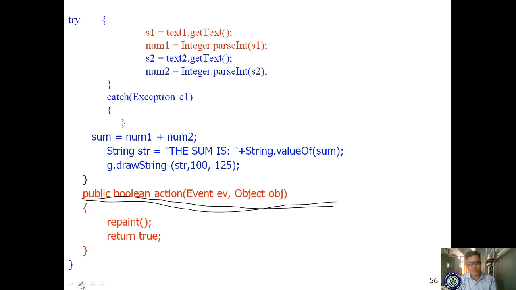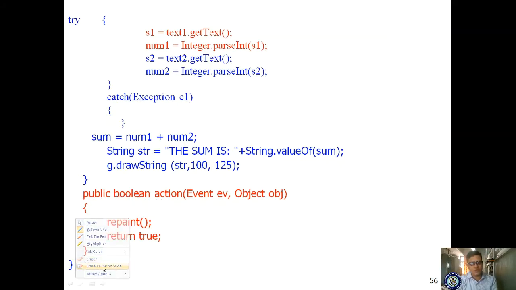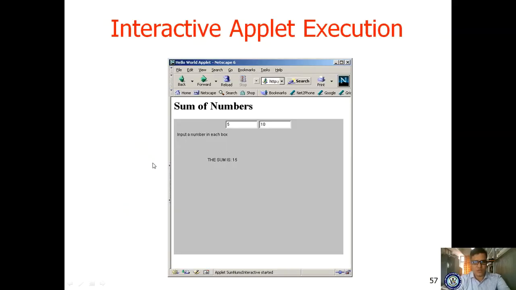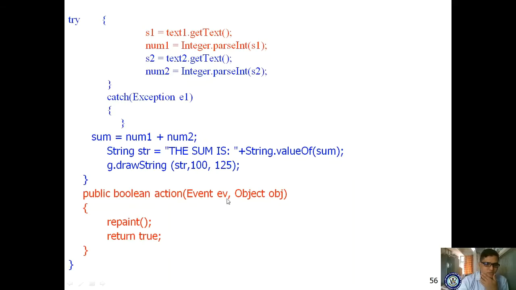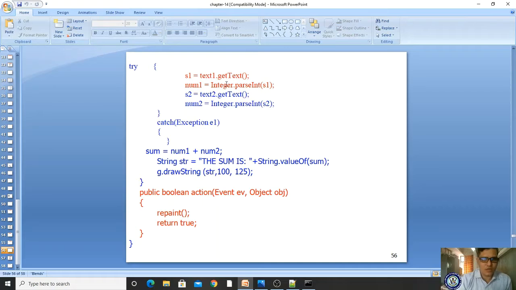Okay, let me see how it will work. Here the interaction is given, input a number in each box, and you are entering. Whenever you enter, immediately it will process and display 15. How is it possible? Because of this boolean action event. This action event is automatically registered and it will show this processed value. Clear? Yes.